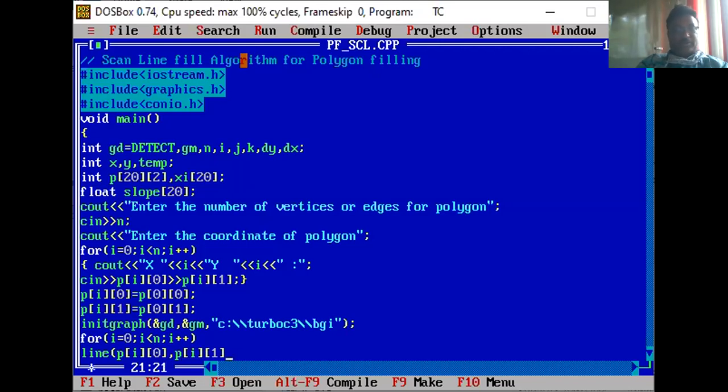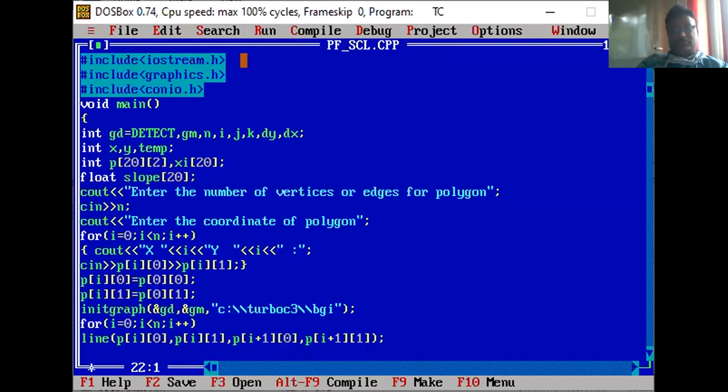Now, next point X1, Y1. Suppose first one is X1, Y1, second one is X2, Y2. So that P of i plus 1, 0, comma, P of i plus 1, 1. So this becomes my X1, Y1 coordinates. Got it? And that is going to draw the complete polygon. Okay. Is there any question up to this point? Everybody understood?